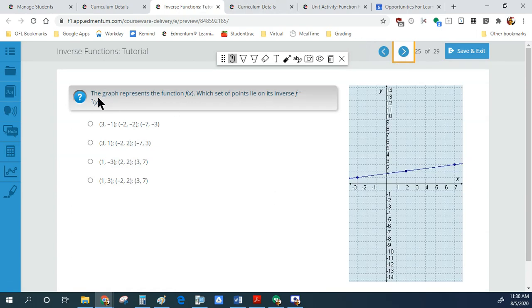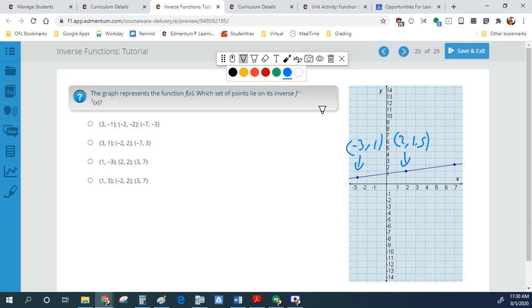All right, so here the graph represents our f of x. So which set of points represents our f inverse of x? In order to do that, we're going to have to find these points. So this point is -3, 1. This point is 2 comma 1.5, because they're being extra right now. This one is 7, 2.